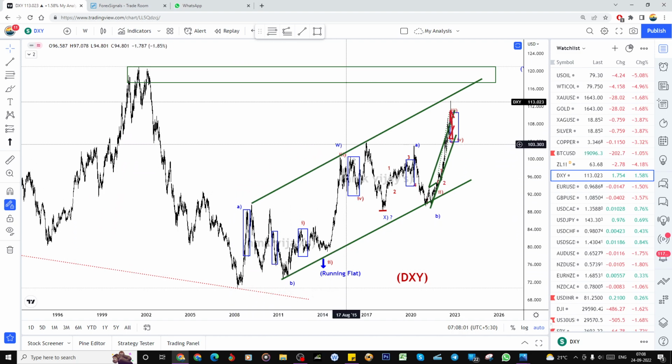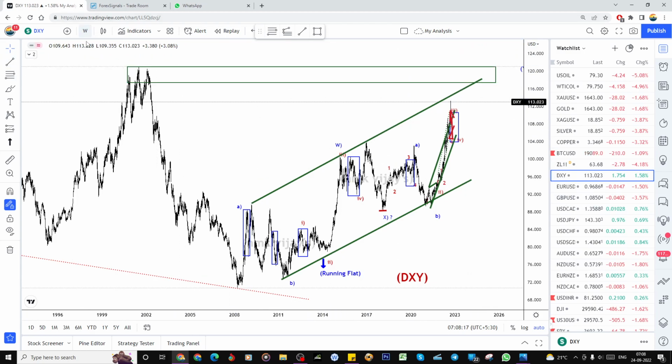So as per my positional target, the DXY is 115 and above. This is my analysis in DXY. So W, X, A, B, C, and then this is the five-wave corrective structure here. And my target is 118 or 115, like that. But this is my target zone, near to that. So we are reaching there soon.